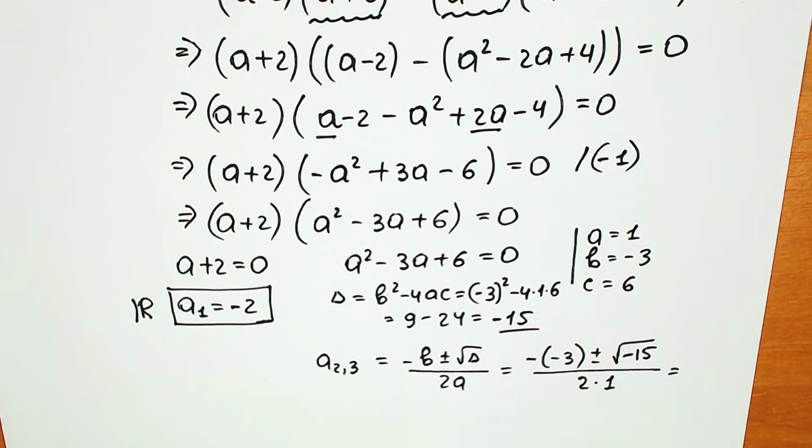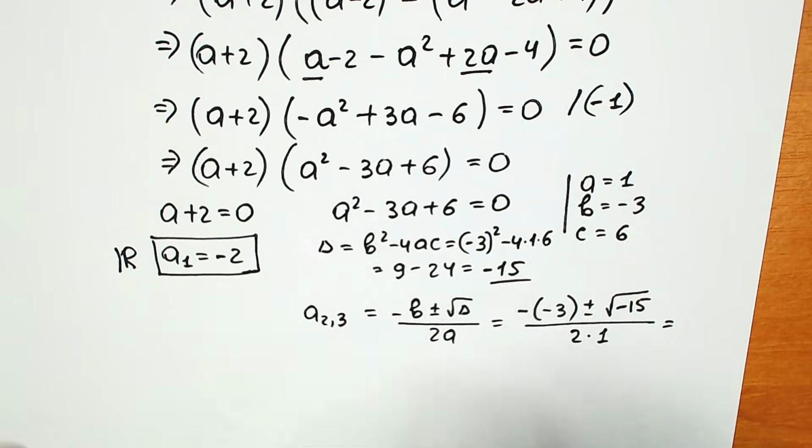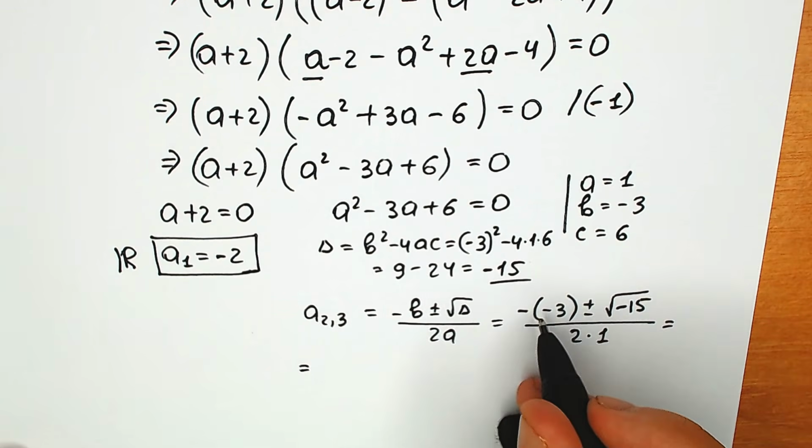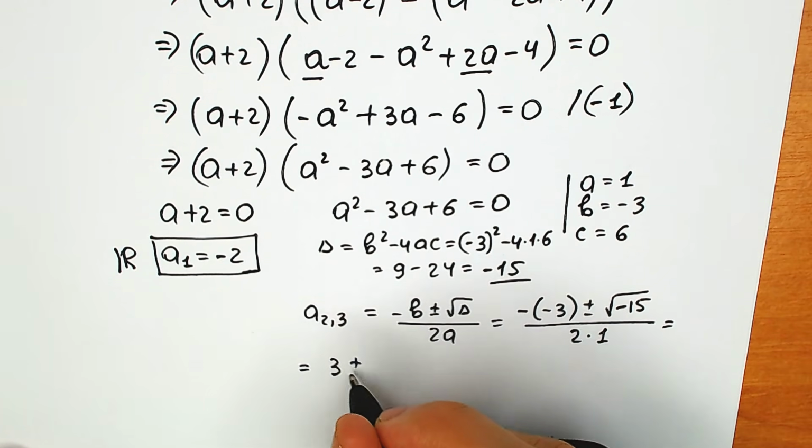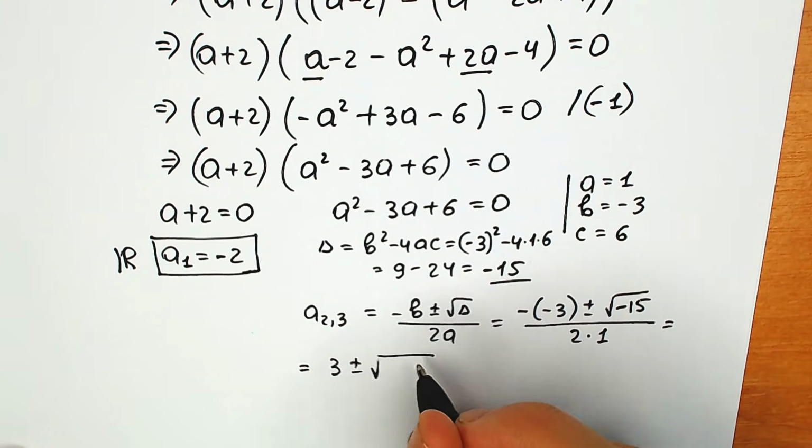Right now, a few manipulations, because we can simplify this. We can easily, instead of this minus 3, write 3, yeah, plus minus. This square root of minus 15, we can easily express as square root of minus 1 times 15.